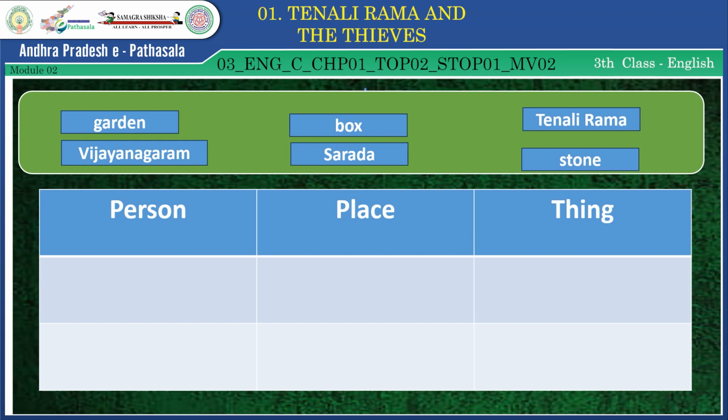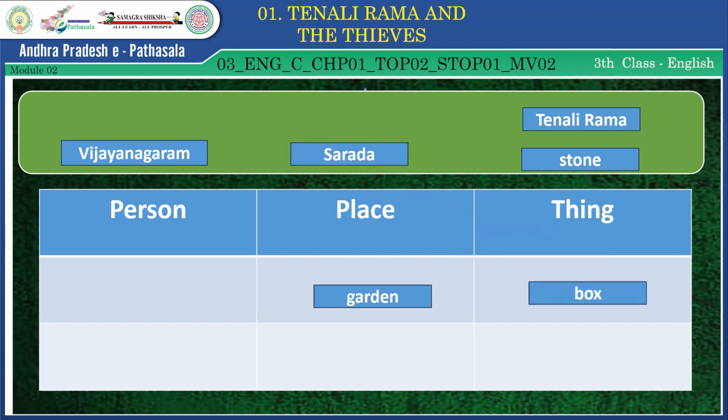Garden. Where should it go? Well done, children. Garden is a place. Box. Well done, children. Box is a thing. Tenali Rama. Well done, children. Tenali Rama is the name of a person.